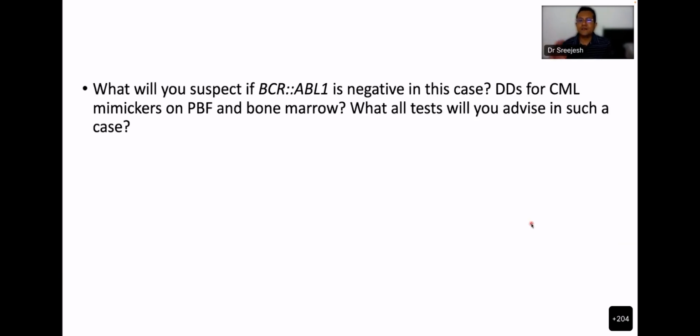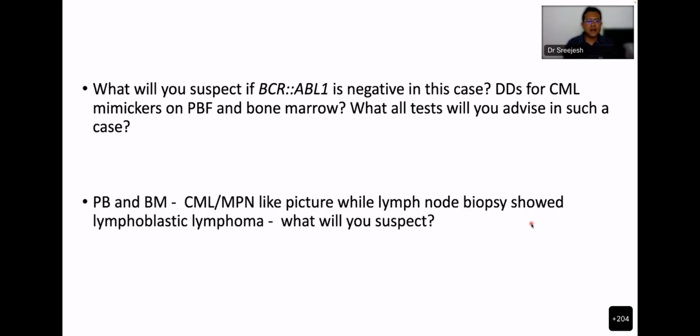Now, suppose BCR-ABL1 comes negative, then you should think about BCR-ABL1 negative, other myeloproliferative neoplasms. Many other disorders can mimic CML, including the cellular phase of primary myelofibrosis, PMF. The early cellular phase can mimic chronic myeloid leukemia. So the first thing is always to exclude BCR-ABL1. After that, you can look for other translocations and other mutations. I'm not going into details.